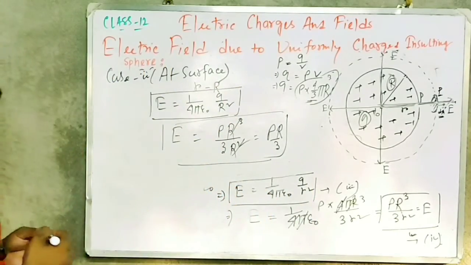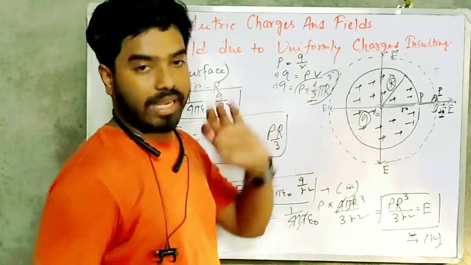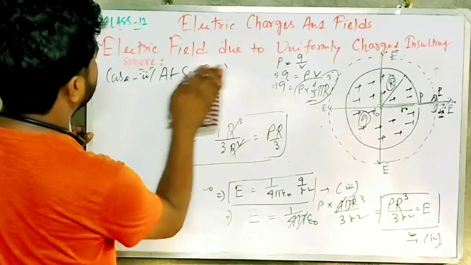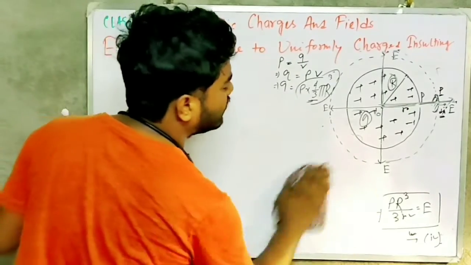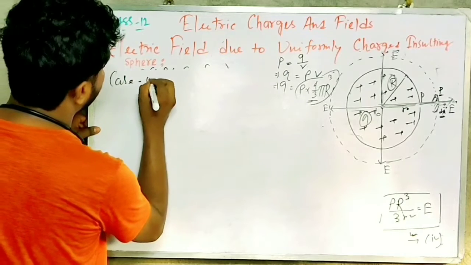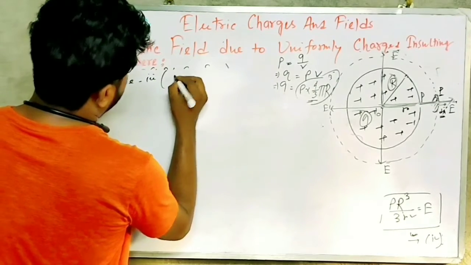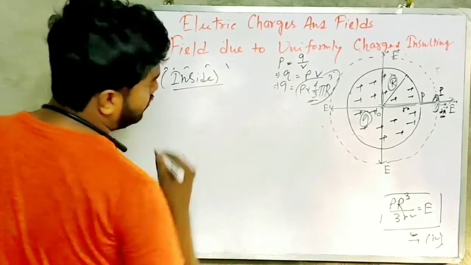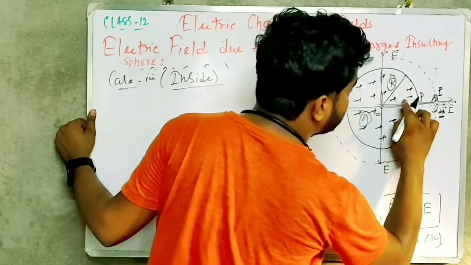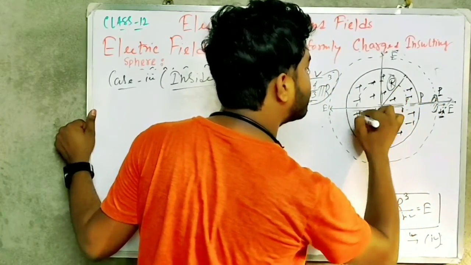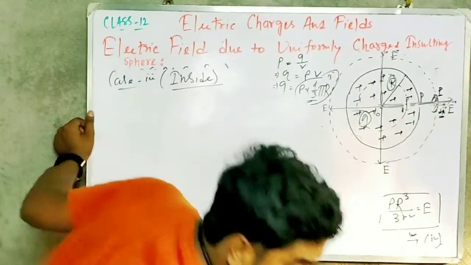Now we have to calculate electric field at inside. So the inside case, that is case number 3, that is inside. So suppose we have to calculate electric field here. So here we have to consider a Gaussian surface. Okay.